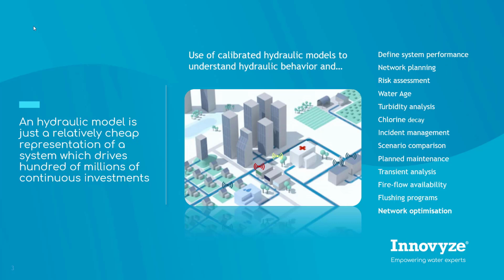So we build this mathematical representation of the real network. We make sure to compare modeling results with telemetry, essentially to validate the model outcome. And then we can use the model for a series of different purposes, including master planning, risk assessment, plant maintenance, and more. Today, we're going to focus on one specific use, which is network optimization.